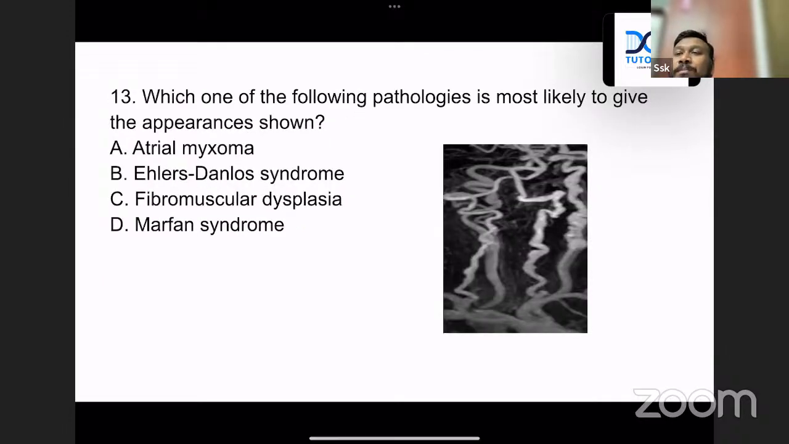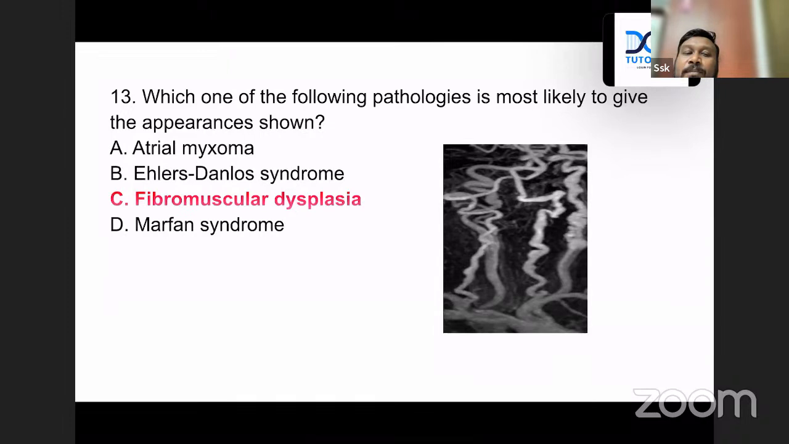So this is a very important question. Which among the following pathologies is most likely to give the appearance shown below? So this is how a string of beads appearance happens in fibromuscular dysplasia. So this is how fibromuscular dysplasia is going to look.